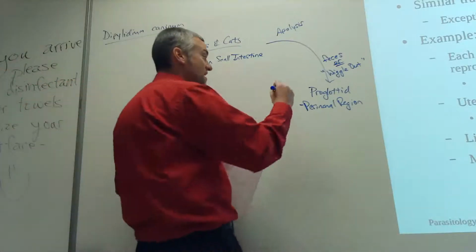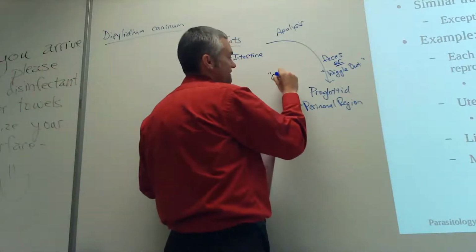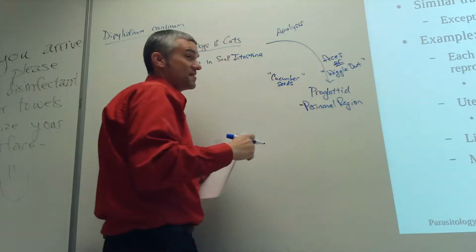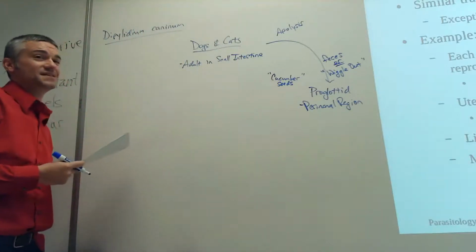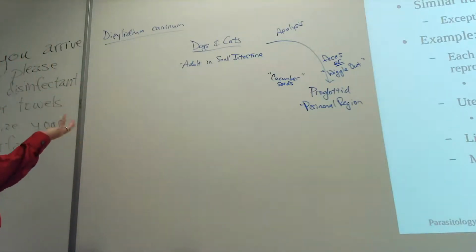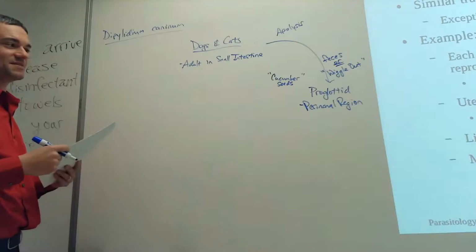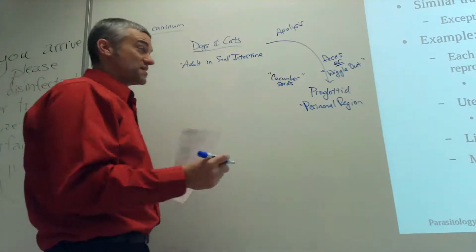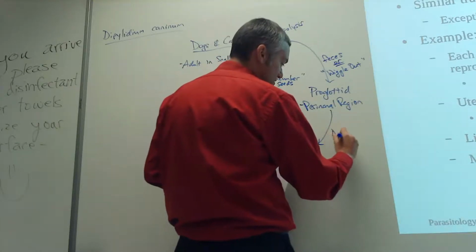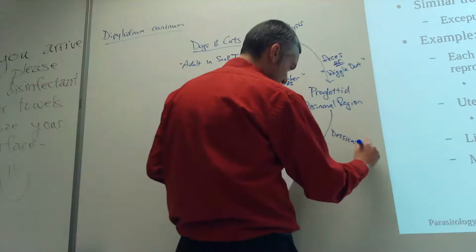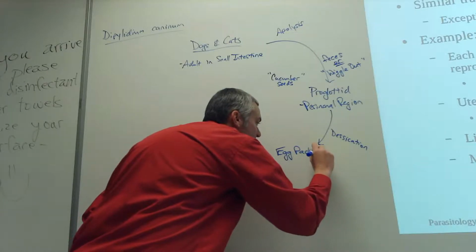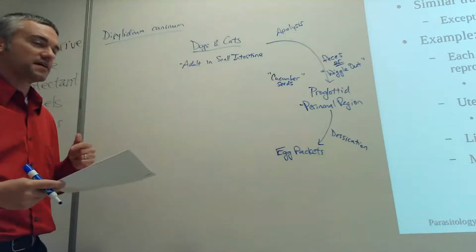Now, these things are going to look kind of like cucumber seeds. And you'll know it if you have a dog or a cat. You'll see these. I think some people call them grains of rice. When they dry out, yeah, they look something like that. But if they're fresh, they come out, they're on the perianal region, and then once they get out, they dry out. So desiccation. And that releases then our egg packets with the eggs.